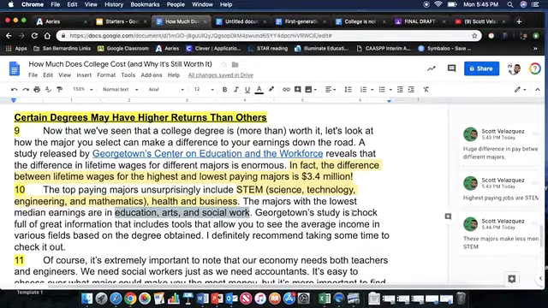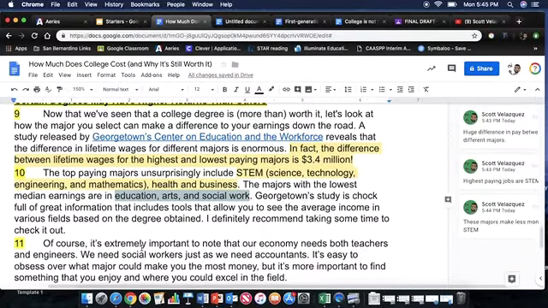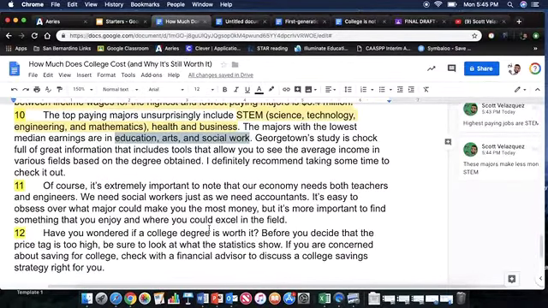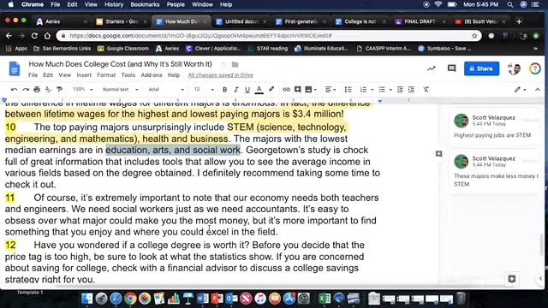Okay, let's go on. So the Georgetown study is chock full of great information that includes tools that allow you to see the average income in various fields based on the degree obtained. I definitely recommend taking some time to check it out. Like I said before we go into paragraph 11, when you go to college, you want to pay attention to what you're choosing. If you choose a career in science, technology, engineering, and math, health, and business, you're probably going to make more money than somebody who is a teacher or somebody who's working for the city, right? So pick your majors wisely. All right, let's go to paragraph 11.